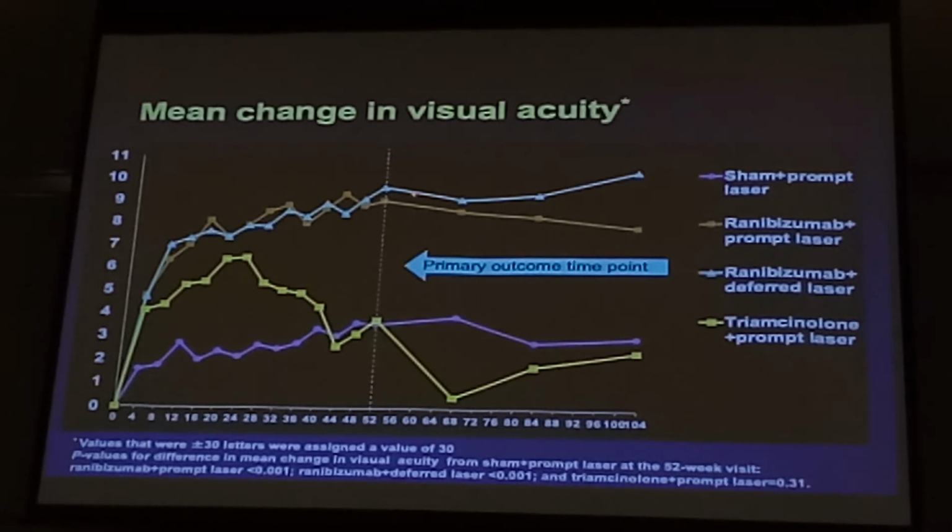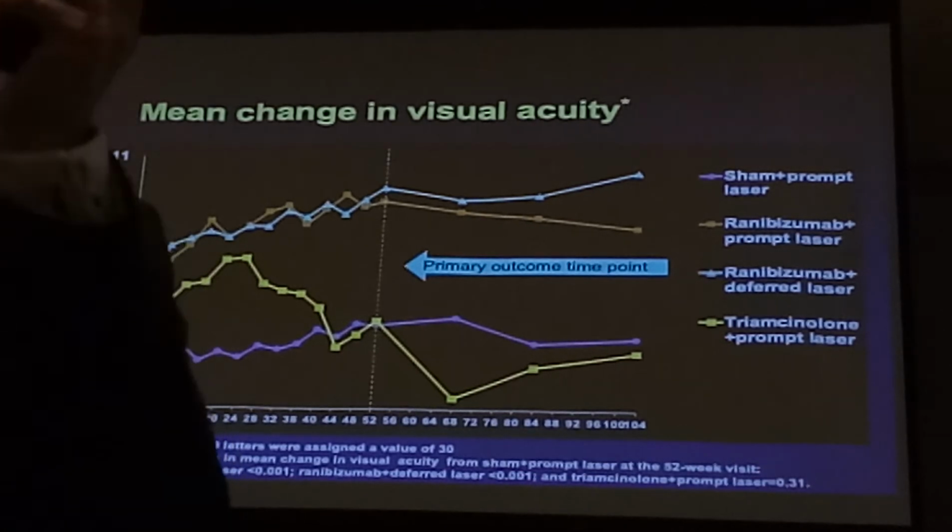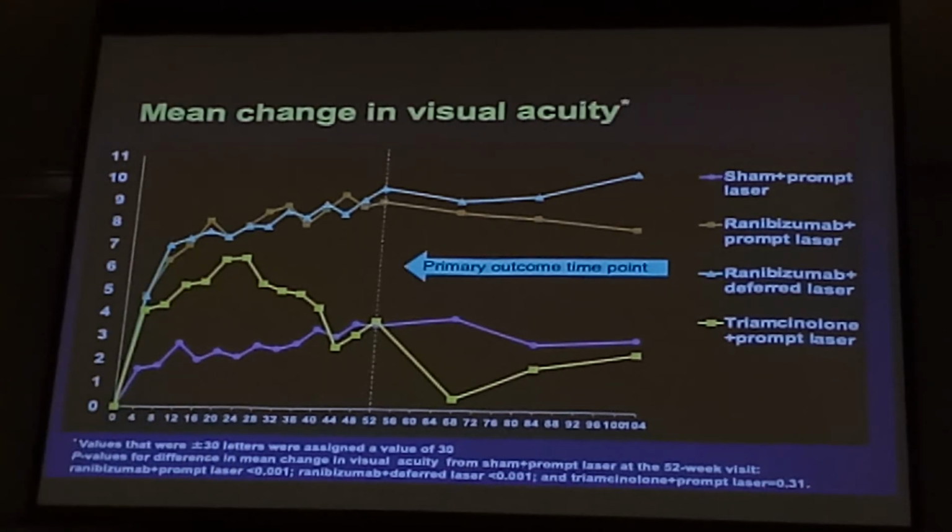Can you see the blue line? Defer laser for at least 6 months. You only give it if you don't get the response that you want. So you can wait before you do laser. Give anti-VEGF first, at least for the first 3 to 6 months. Then add laser if you want to improve the response.